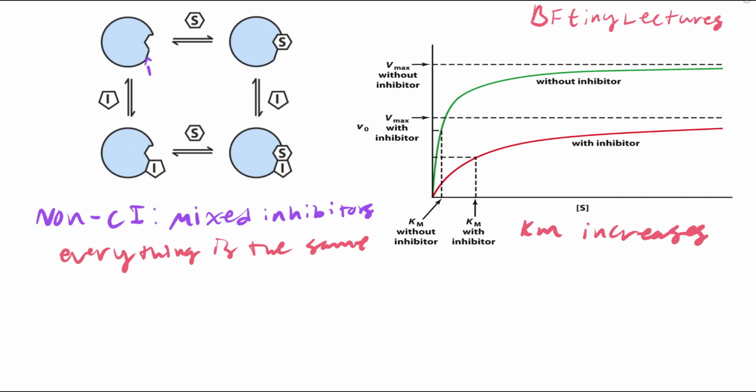Except Km increases. And there we go. So that is another type of non-competitive inhibitor. If you see that the Vmax decreases but also the Km increases, well, that's a non-competitive inhibitor, but it's mixed. Okay, it's a mixed inhibitor.